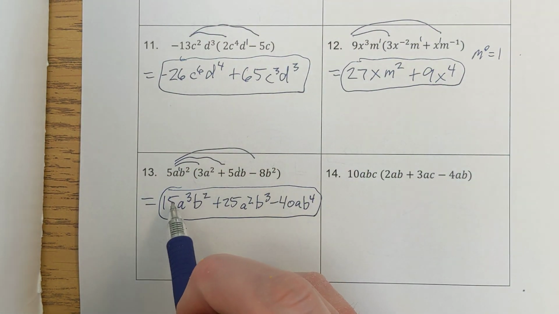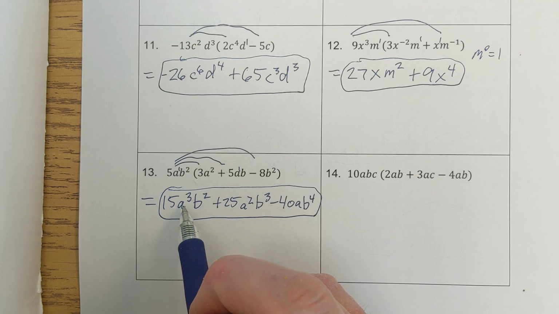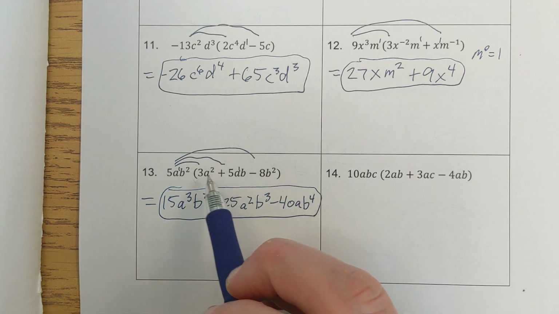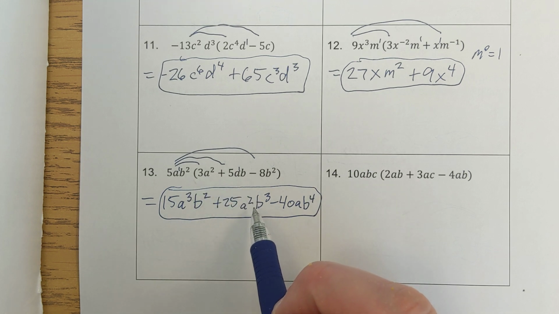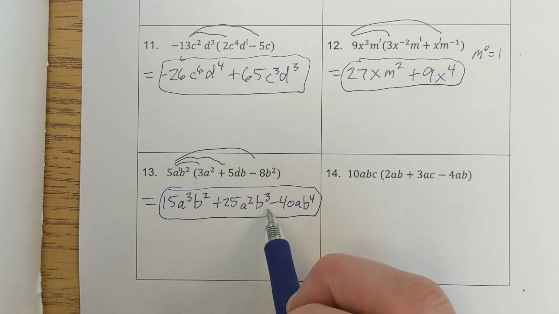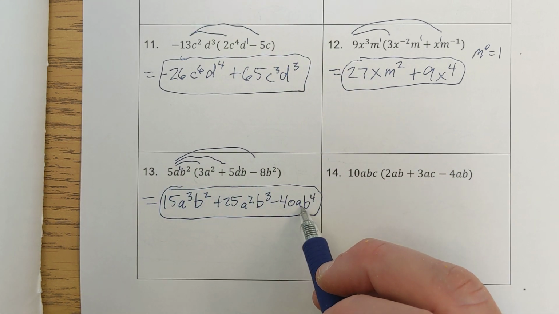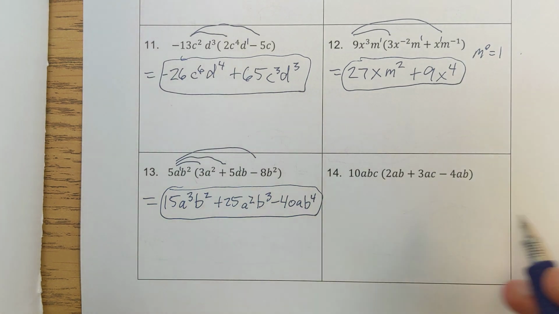Double checking there, 15. We got a to the third, b squared. We got plus 25, a squared. Just 2 and 1 is b to the third. 5 times negative 8, we get minus 40. There's just the a, and then 2 and 2 is b to the fourth.